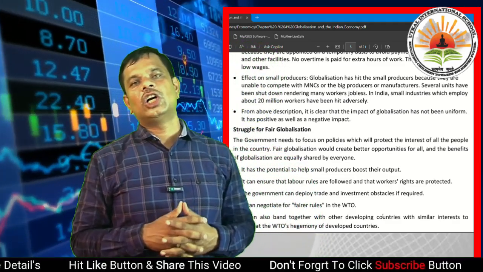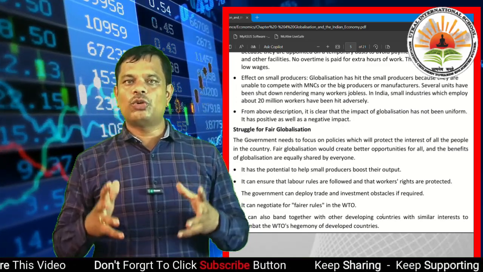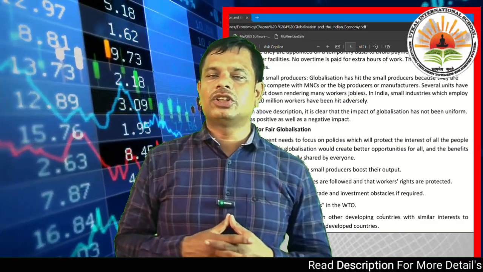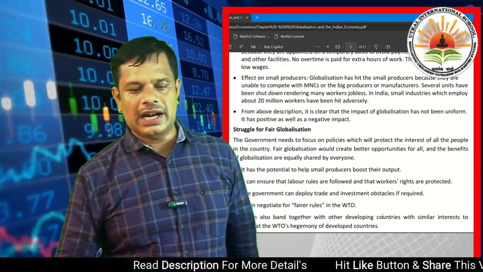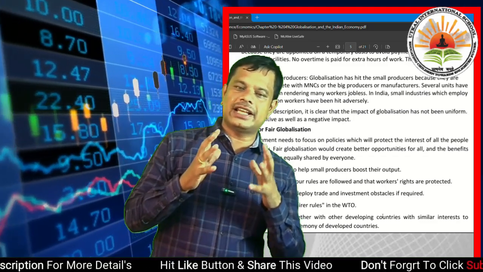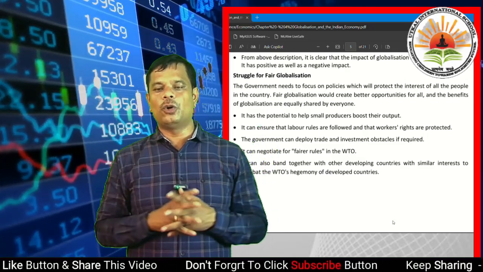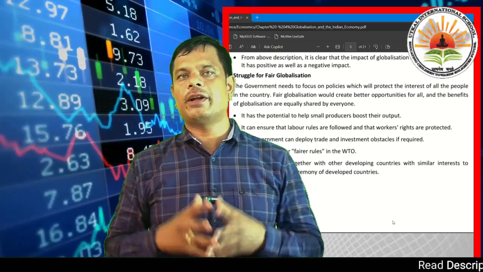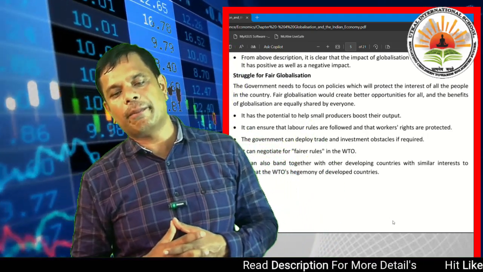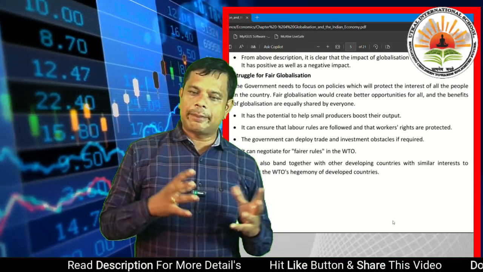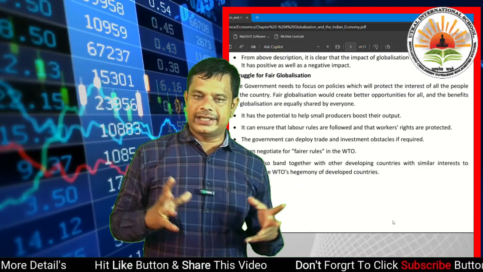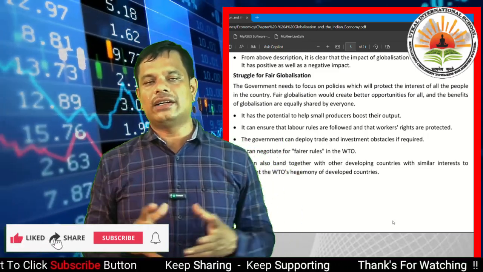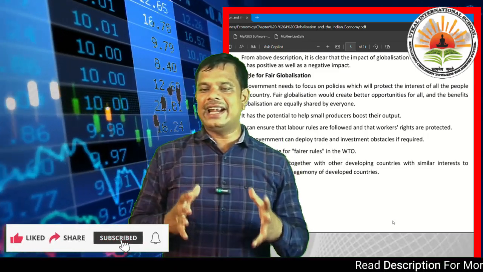Under globalization, every government has to put a policy in place and watch that small producers are helped to boost their output, and ensure that labor rules are followed and that worker rights are protected. First, before adopting globalization, every government should ensure that labor rules are followed and worker rights are protected. The government can deploy trade and investment barriers if required. Before globalization, the government can deploy trade and investment barriers.